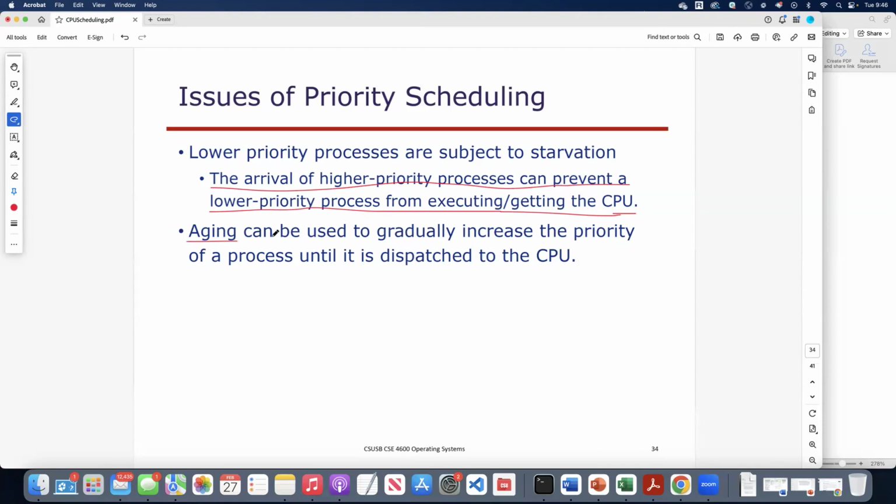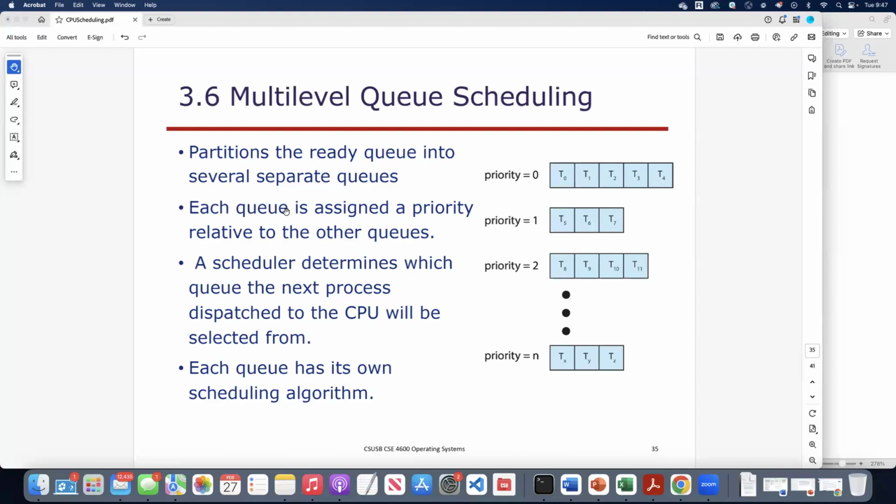Aging means gradually increasing the priority of a process. If this process stays in the ready queue for a long time, we gradually increase the priority of the process until it is dispatched to run on the CPU. Okay, this video will conclude here.